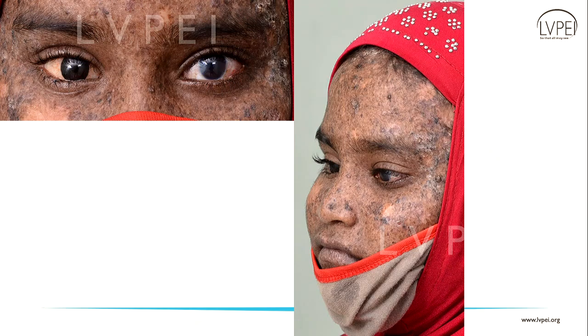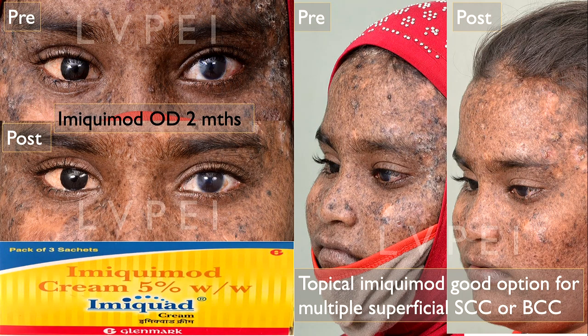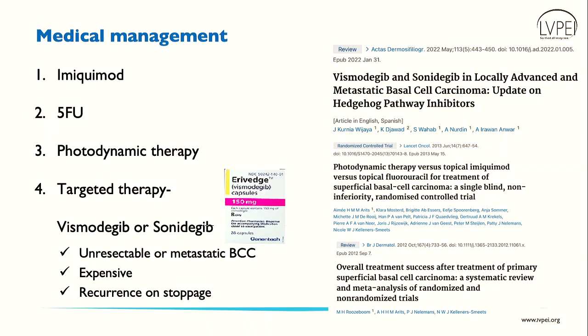To my last point, targeted therapy, like imiquimod, we use. This is a patient of xeroderma pigmentosum with multiple squamous cell carcinoma. We used imiquimod for 2 months with the lesions coming down. So imiquimod is a good option and very easily available for multiple superficial squamous cell carcinoma or basal cell carcinoma.